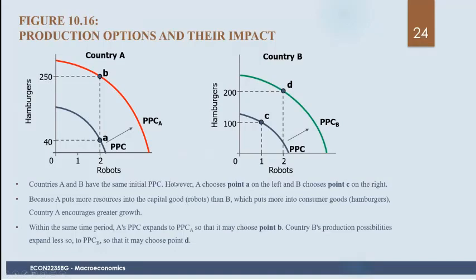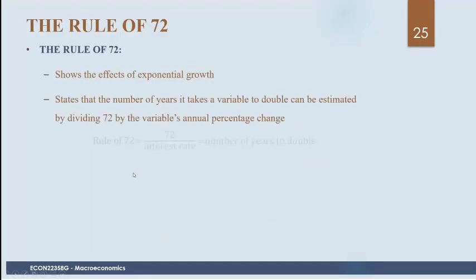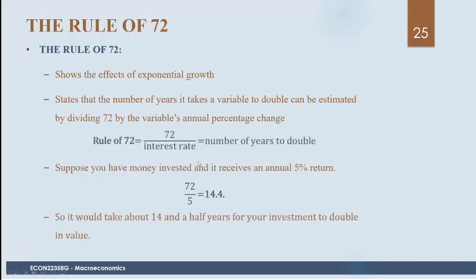So that's the idea. The more you invest in capital, the more this PPF curve or PPC curve will shift to the right. So now there's this thing called the rule of 70. It's very simple. You've probably seen it before.